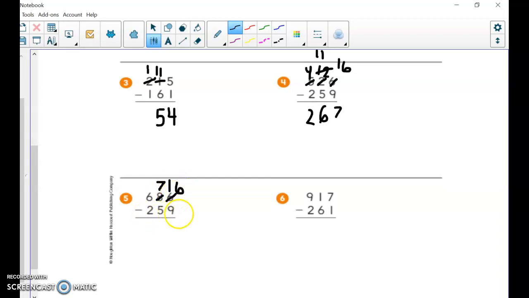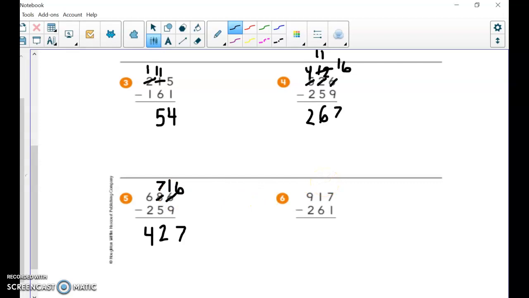16 minus 9 is 7. 7 minus 5, straight down, is 2. 6 minus 2 is 4. So I see again that we ungrouped some tens to give them over to become ones, but we did not have to ungroup any hundreds in order to subtract our tens place. Okay? Good work, my friends.